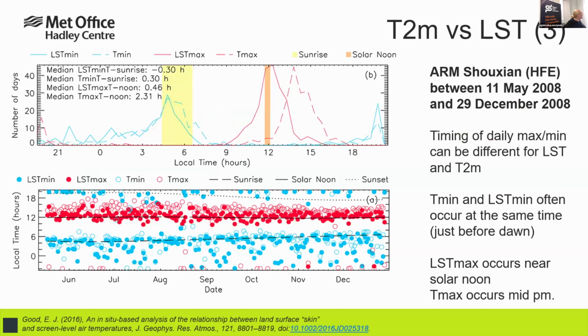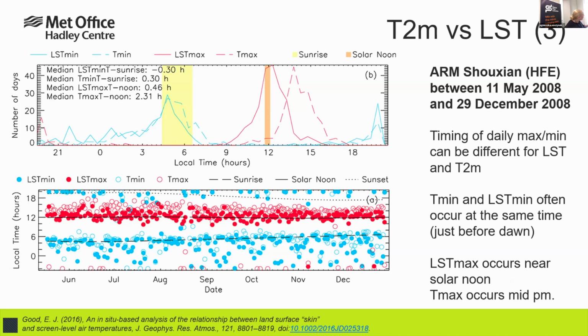The other major difference as well is the timing of the maximums and minimums, and we've already seen that from those diurnal plots a couple of slides ago. If you focus on the top plot here, I've added the bottom in context, but the top one is basically the density of times when these occur. So the solid blue line is LST min, the dashed blue line is T min, sorry, and the solid red line is LST max, and the dashed red line is T max. So the yellow band there is when sunrise occurs, and the orange band is about solar noon.